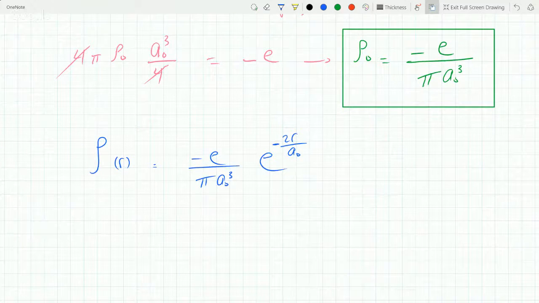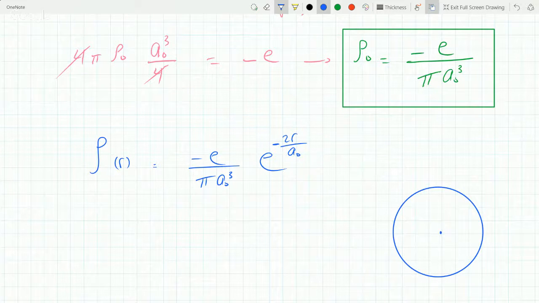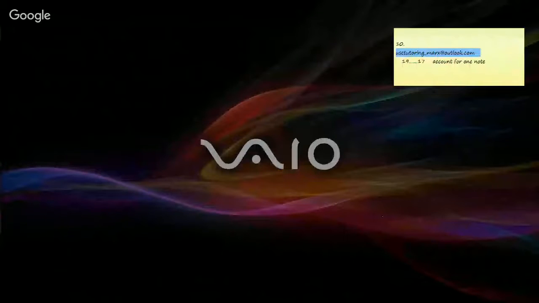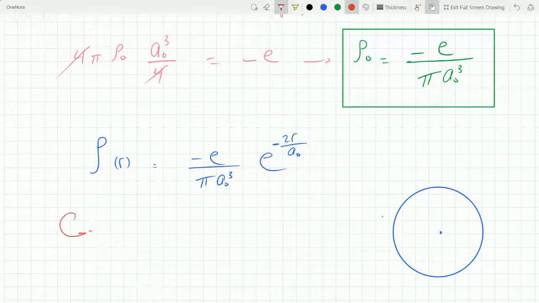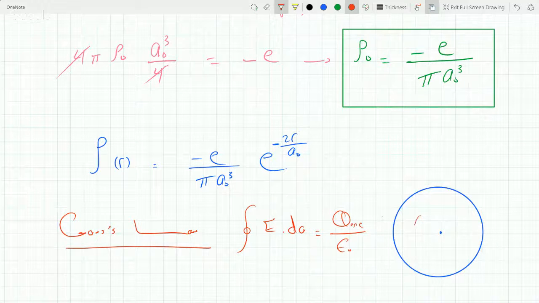So now we could go after the field. So let's say that this is the hydrogen atom here. Okay, and what I'm going to do, I'm going to use Gauss's law to figure out the field inside. Gauss's law says the closed integral of E dA is equal to Q enclosed in a Gaussian surface over epsilon. And let me take my Gaussian surface to be here.